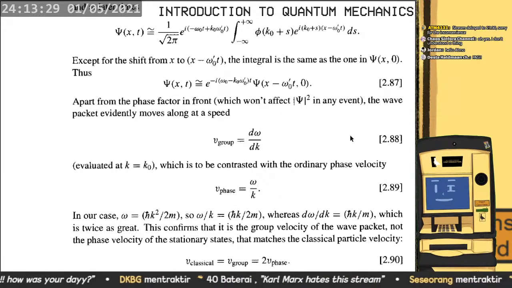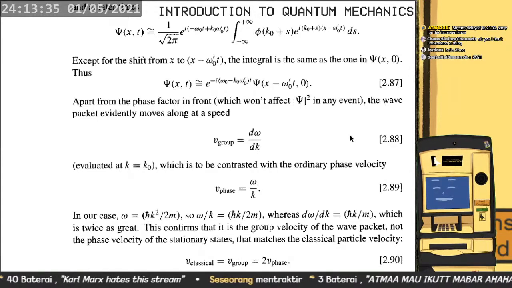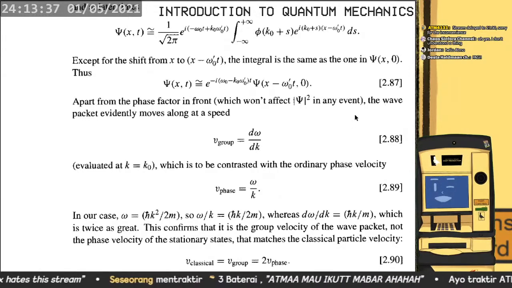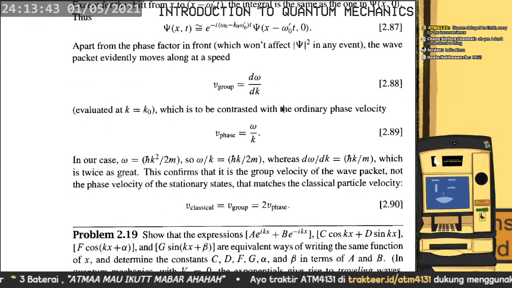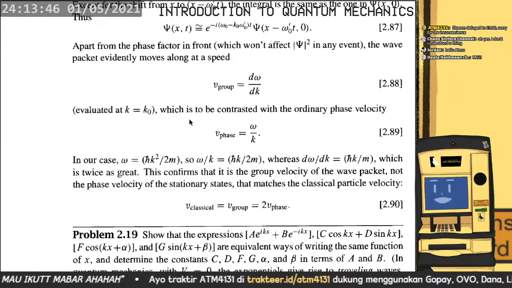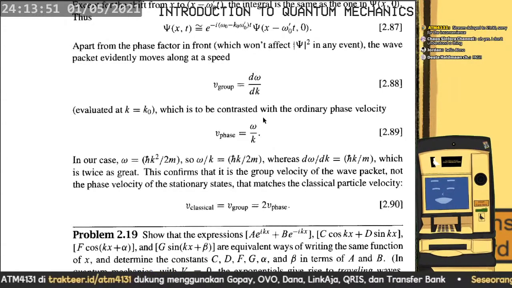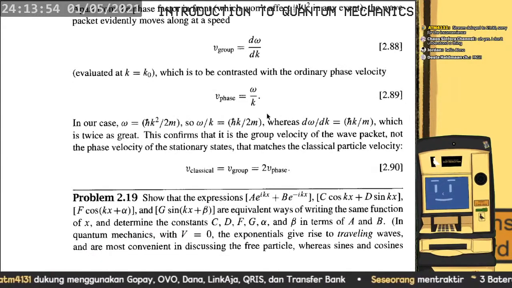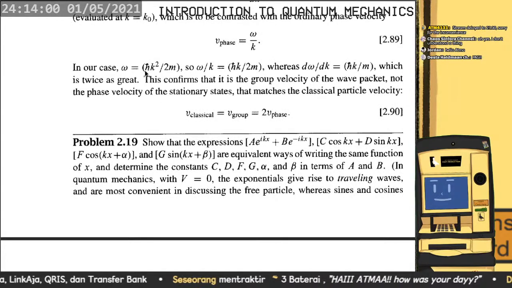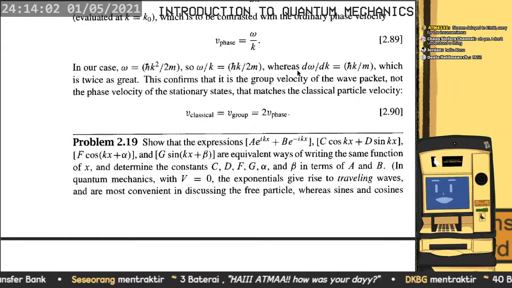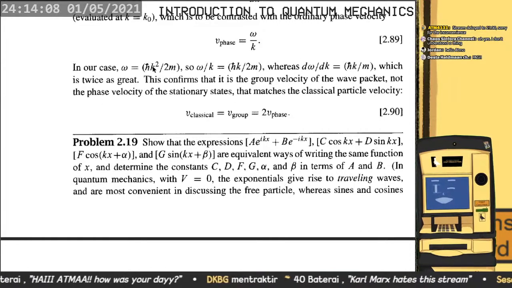Apart from the phase factor in the front, which won't affect the magnitude of capital C in any event, the wave packet evidently moves along at a speed, the group velocity, equal to d omega per dk evaluated at k equals k0, which is to be contrasted with the ordinary phase velocity, v phase equals omega per k. In our case, omega equals this, so omega per k equals that, whereas the group velocity is another equation, which is twice as great.